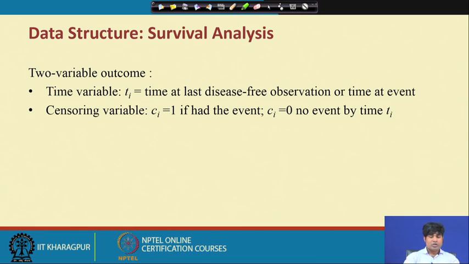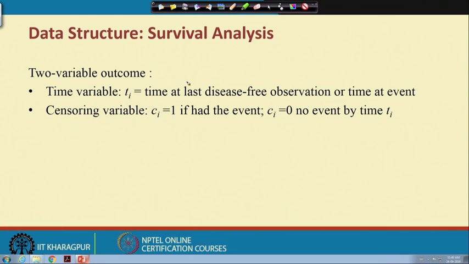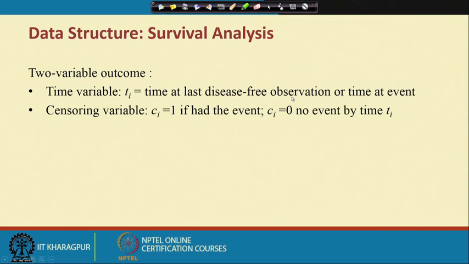And two immediate issues are the time variable and the censoring variable. The time variable is called Ti, and the censoring variable is called Ci. That is how the structure is here. Ti is the time at last disease free observation or time at event, and Ci equals 1 if the subject had the event, or Ci equals 0 if no event. That means it is a kind of dummy structure, a binary structure altogether. So what I am saying is that it is again a specialized case under count data modeling, and we would like to discuss the situation.